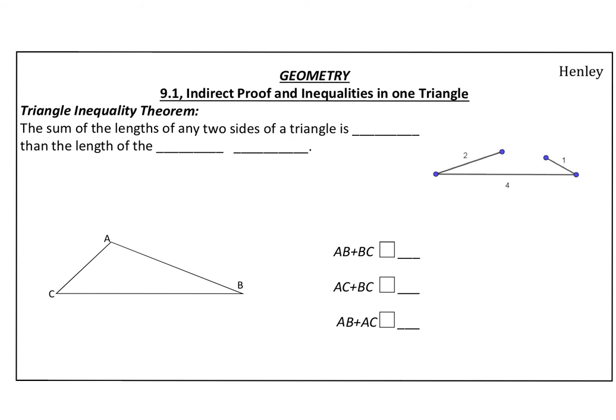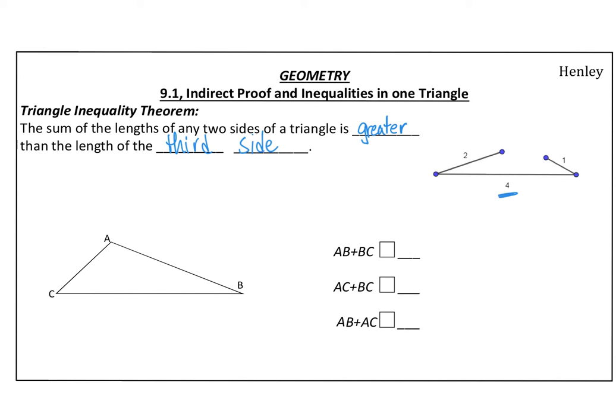Our next theorem is the triangle inequality theorem. The sum of the lengths of any two sides of a triangle is greater than the length of the third side. In other words, if you add any two sides of a triangle up, the sum is going to be bigger than the third side. So let's look at our diagram.